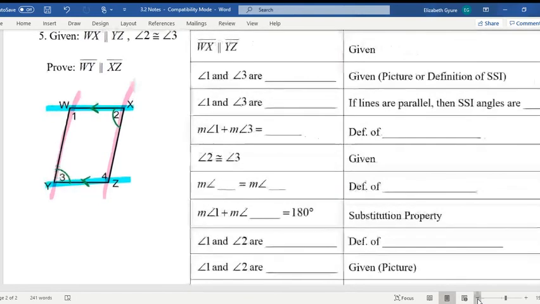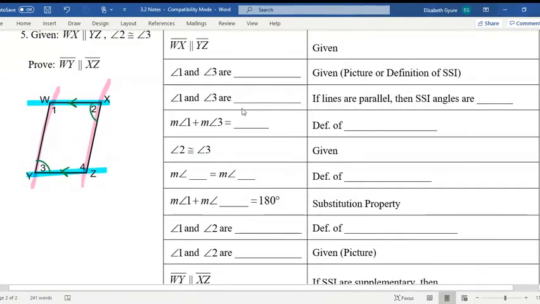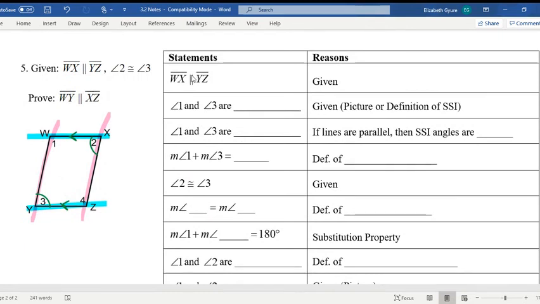Okay, so let's just follow our context clues here. Given is already filled in for you. I split up the given in this one because it's such a long proof. So our first given that we're going to use is that segment WX is parallel to YZ. That is given. Then I'm telling you angles 1 and 3 are what? And I'm saying, look at the picture. So angles 1 and 3, what kind of relationship can you say that that is?